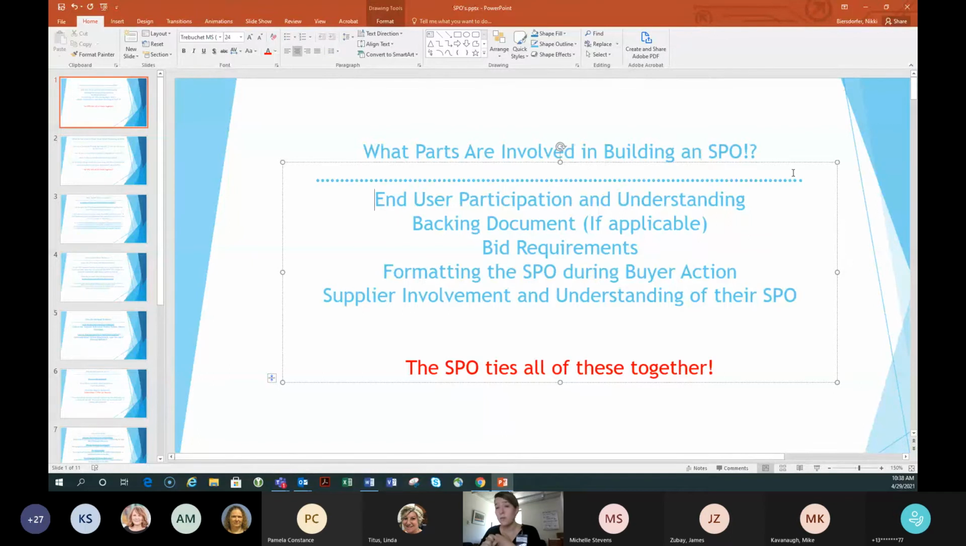Maybe they're providing you labor and some of it's for banquets and some of it's for main kitchen. How do they know what to bill against? All of those things are necessary for an SPO. These are all of the pieces that tie into a standing purchase order. So all of these pieces, the SPO ties all of these pieces together. Okay, so that's what parts are involved.